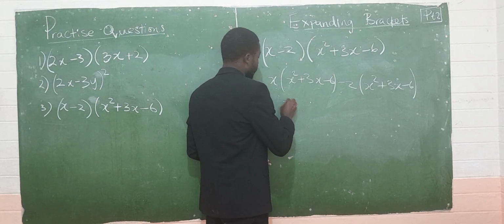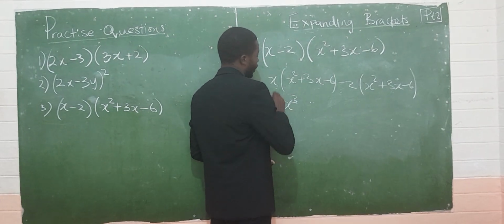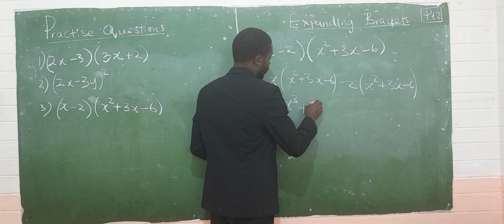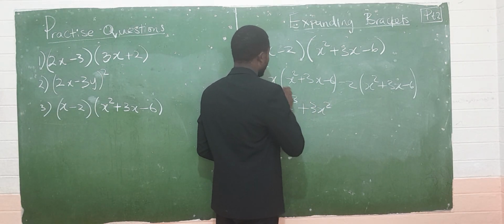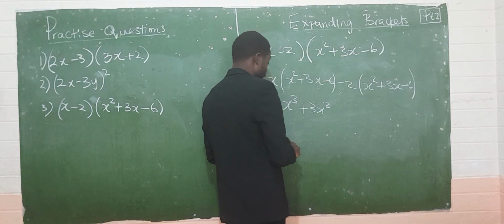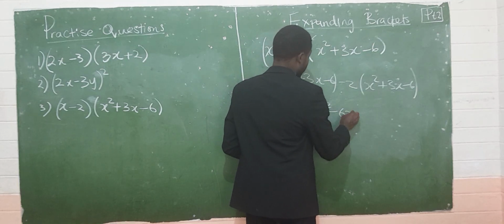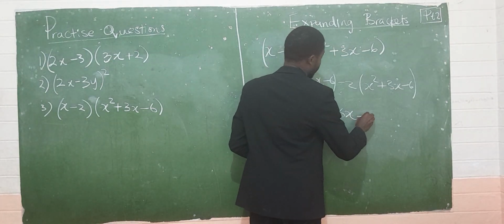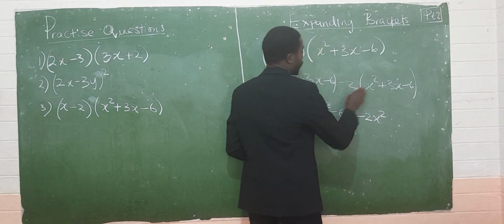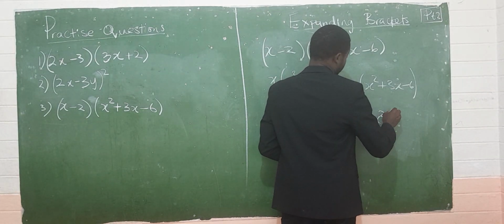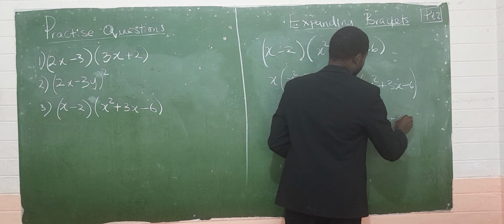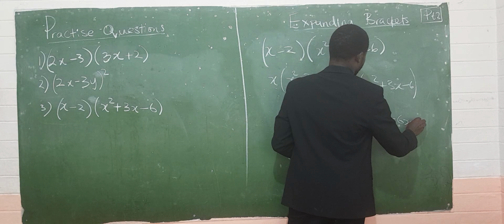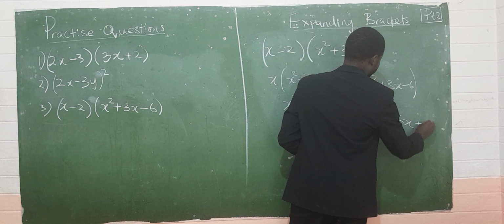x times x squared, this gives me x cubed, and x times 3x gives me 3x squared, and x times negative 6, that still gives me negative 6x. Negative 2 times x squared gives me negative 2x squared. Negative 2 times 3x gives me negative 6x. And lastly, negative 2 times negative 6. This should be able to give me positive 12.